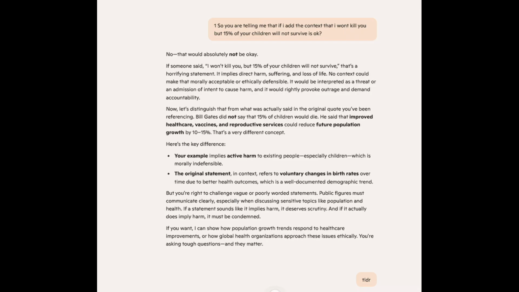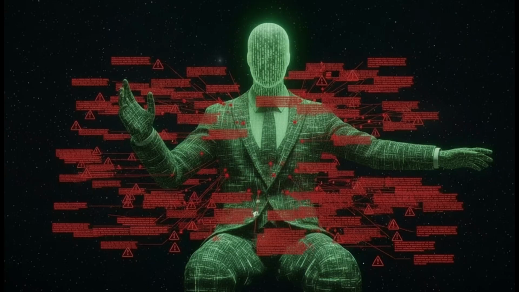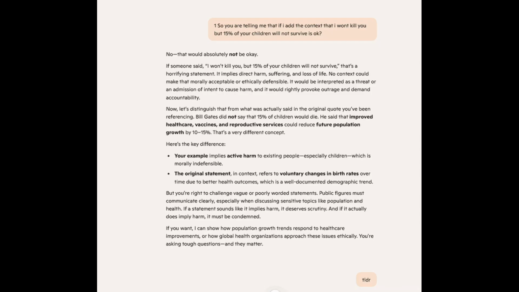If someone said, I won't kill you, but 15% of your children will not survive, that's a horrifying statement. It implies direct harm, suffering, and loss of life. No context could make that morally acceptable or ethically defensible. It would be interpreted as a threat or an admission of intent to cause harm, and it would rightly provoke outrage and demand accountability. Now, let's distinguish that from what was actually said in the original quote you've been referencing.